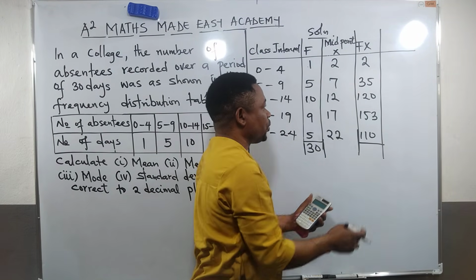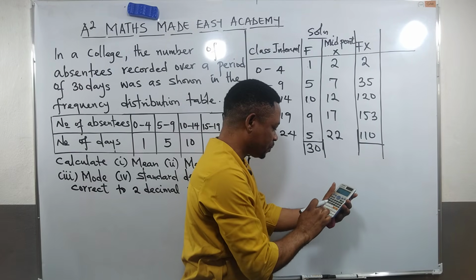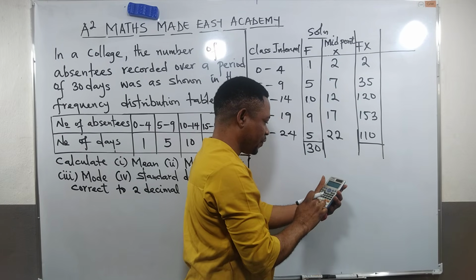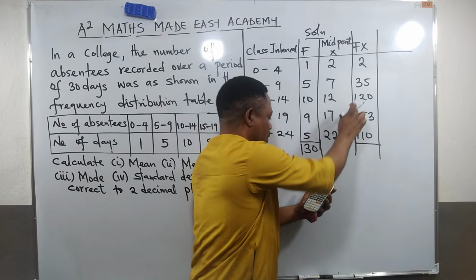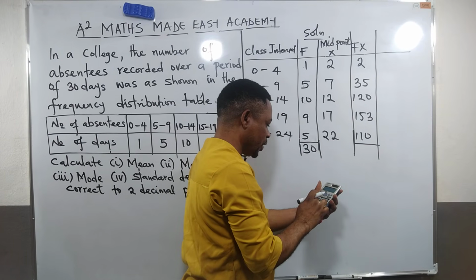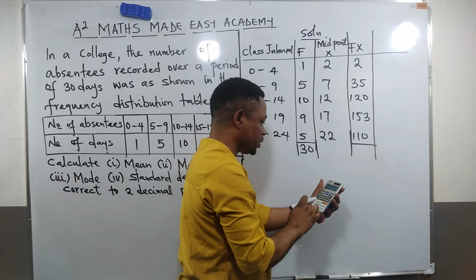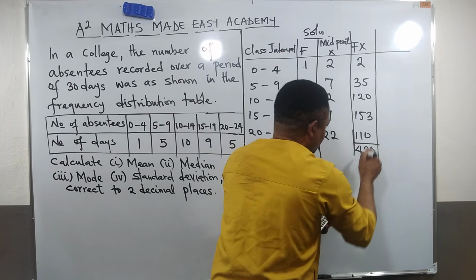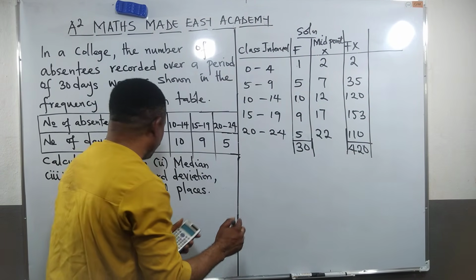Starting with the first one. You can start from up. You can start from down. Anyone can start. But let's go. I have 2 with me, right? Plus what? 35. Are you there? Plus what? 120. Plus what? 153. And finally, plus what? 110. Let's produce the result. The result is 420. Now at this junction, I will stop and calculate the first question.